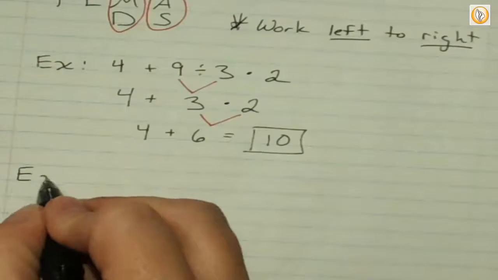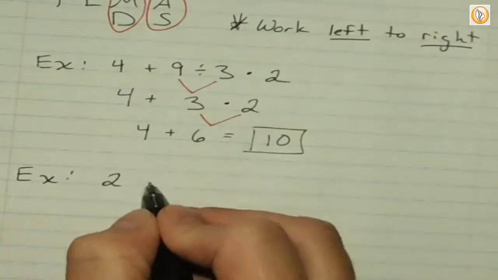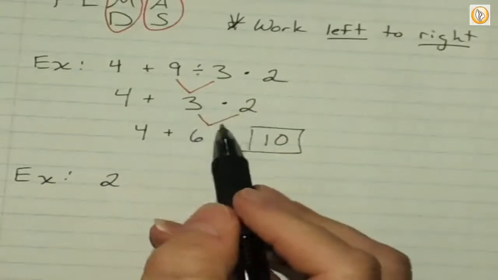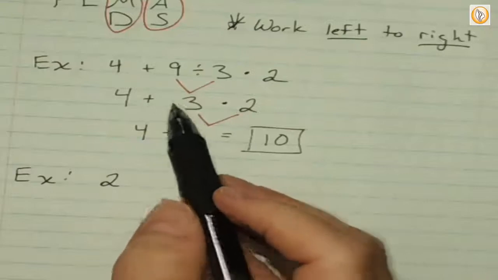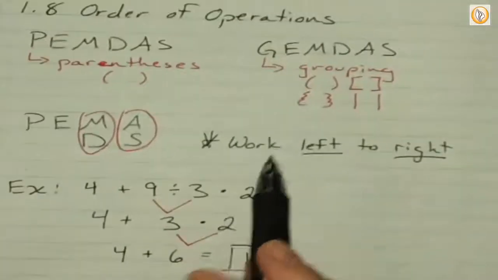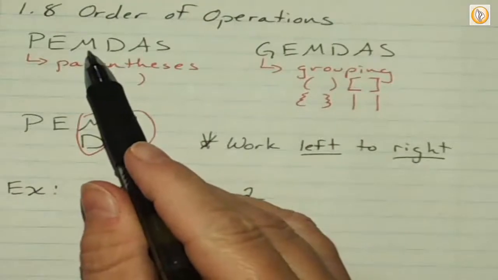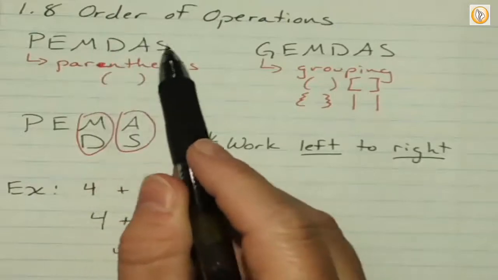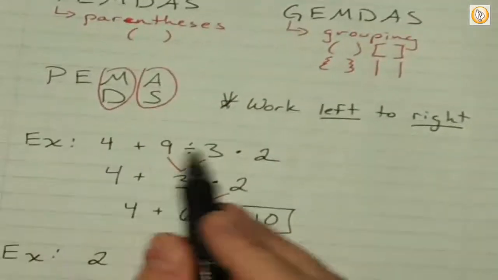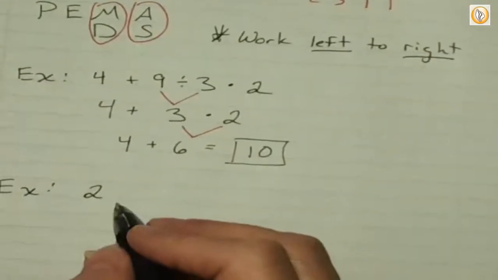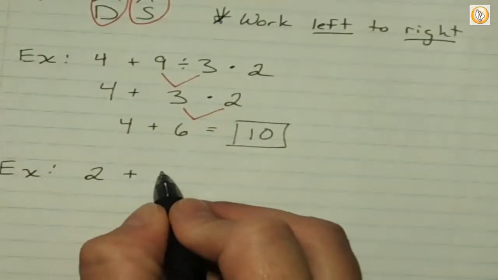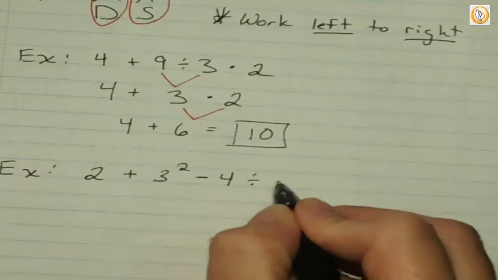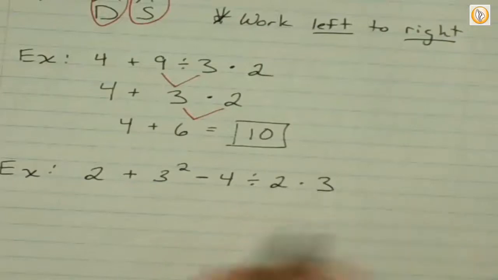See, just like the 7th graders, y'all need a little refresher. Let's do another one. Any questions about this? I always start with this example in both classes because of what everyone really thinks, that multiplication should always be done before division, and it's not the case. It should be done before adding and subtracting, but we work left to right in the problem. Okay, so this one is 2 plus 3 squared minus 4 divided by 2 times 3.